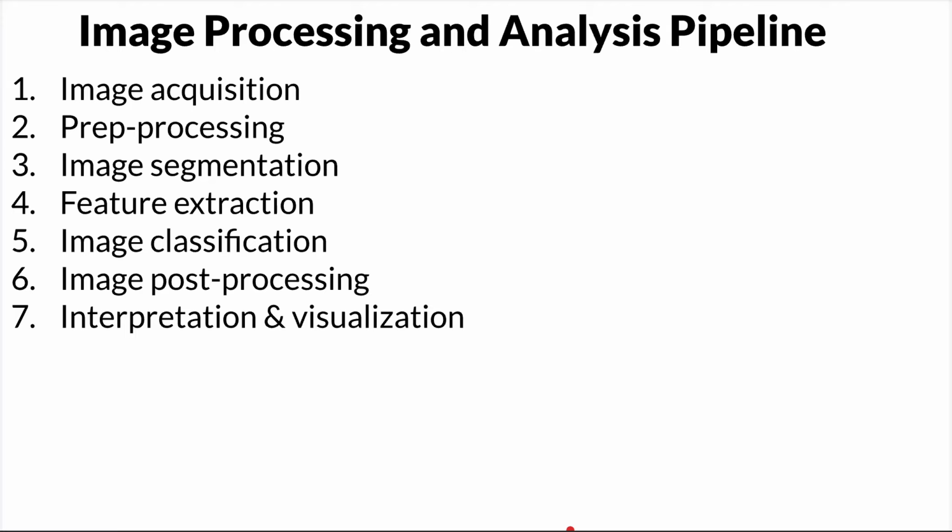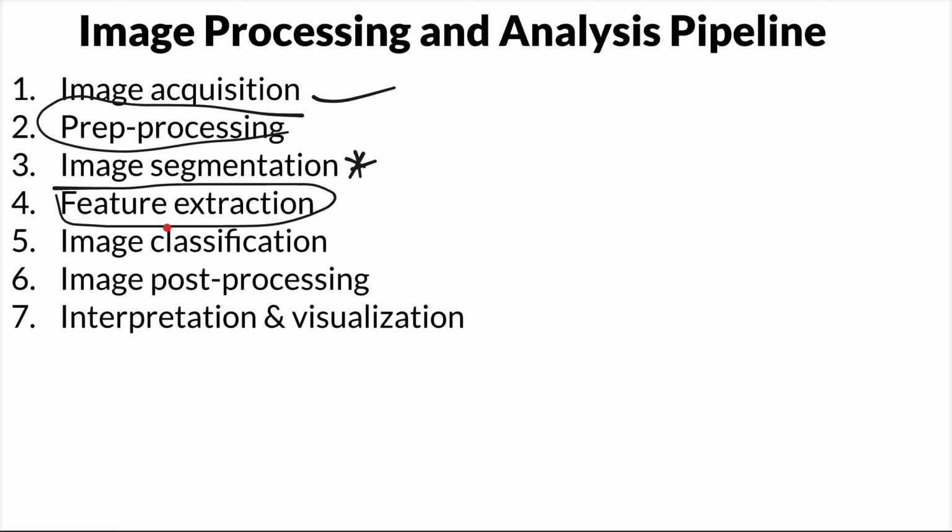Okay, so the image processing pipeline. First, you need to acquire the image. That's the first thing. The second one is pre-processing, which is what we're going to talk about. But anytime you pre-process your image, the next thing that follows is you segment, depending on the project. If you don't segment, you need to extract features, so then you can classify.